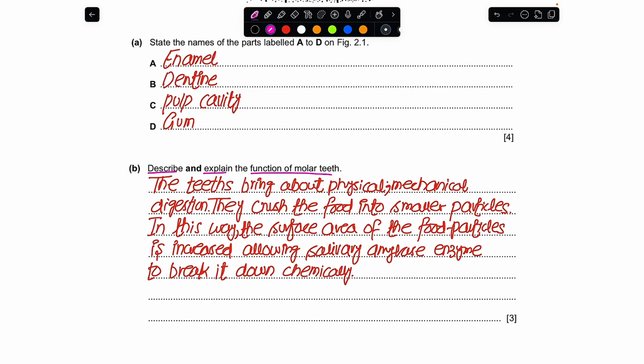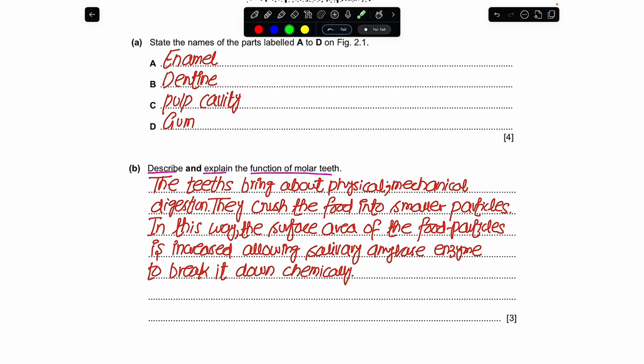No matter what type of teeth come here, whether molar, canine, premolars or incisors, the idea is very simple: these teeth in the mouth bring about either physical or mechanical digestion. And you know very well that these are the molar teeth, located at the end of our jaws. So their role is to crush the food.